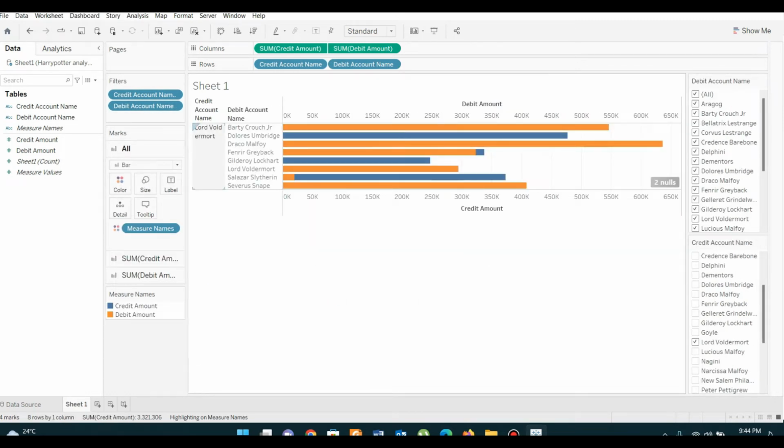So we are looking at the credit transactions of Lord Voldemort. For that, we need to select credit amount from the label. Okay, so you can see these are the credit transactions made by Lord Voldemort, and you can also see from this visualization that Lord Voldemort is making very huge deposit transactions in Draco Malfoy's account.